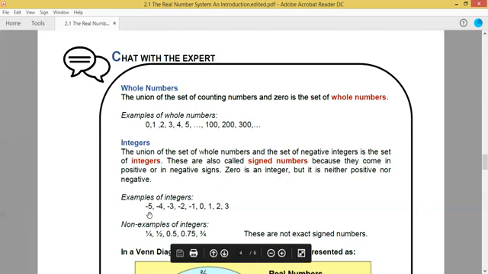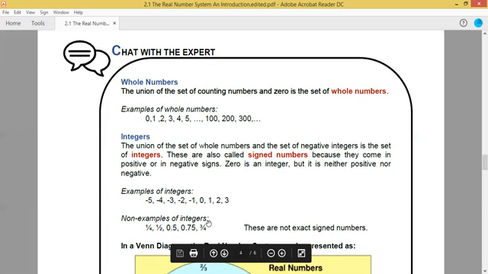So what are examples of integers? We have -4, -5, -3, -2, -1, 0, 1, 2, and 3. And the list goes on. And here are some non-examples of integers. 1/4 is not an integer. 1/2 is not an integer. 0.5 is not an integer. 0.75 is not an integer. And 3/4 is not an integer.